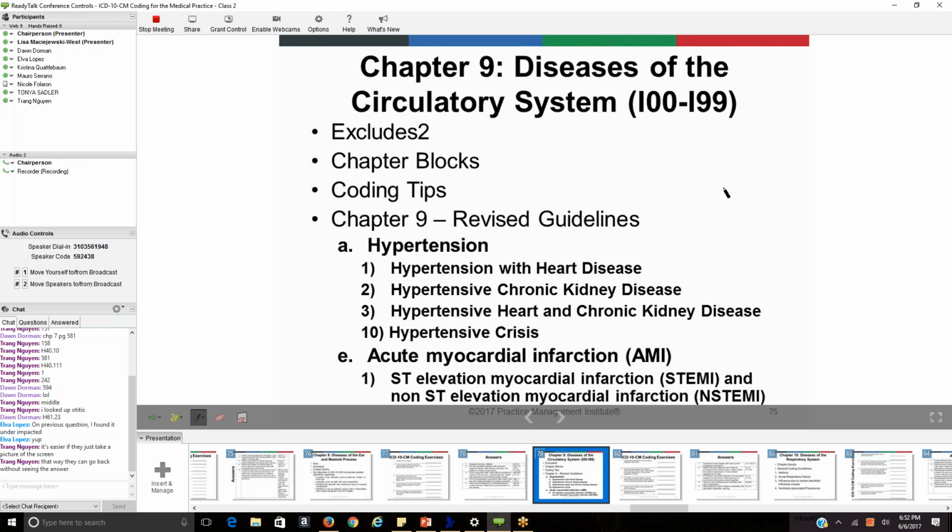Category I-69 is used to indicate conditions classifiable to I-60 through I-67 as the causes of sequela, neurologic deficits themselves classified elsewhere. These late effects include neurologic deficits that persist after the initial onset of conditions classifiable to I-60 through I-67. So let's look at I-69 real quick so you can kind of get a feel for what that means. Let's take a look at I-69.